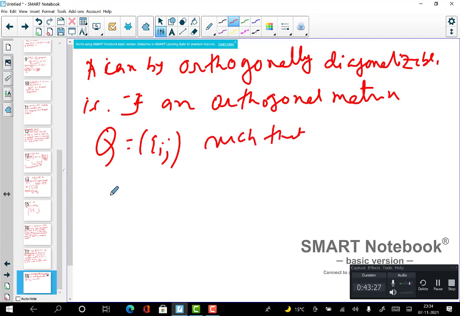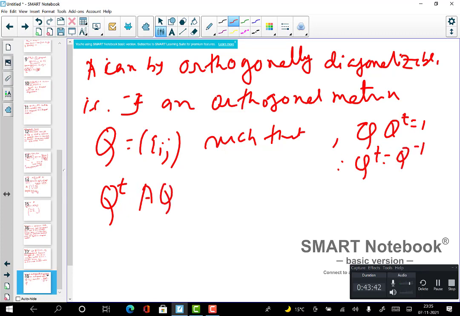So you can write down that Q transpose. See, orthogonal means, real orthogonal means Q transpose Q equal to identity, and hence Q transpose equal to Q inverse. Okay, so Q transpose A Q has to be a diagonal matrix D, right? So D diagonal. So Q inverse AQ is a diagonal matrix, and now what is the advantage here?